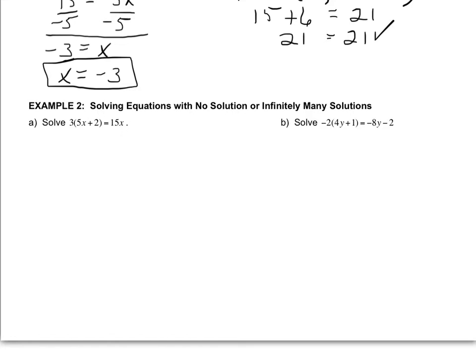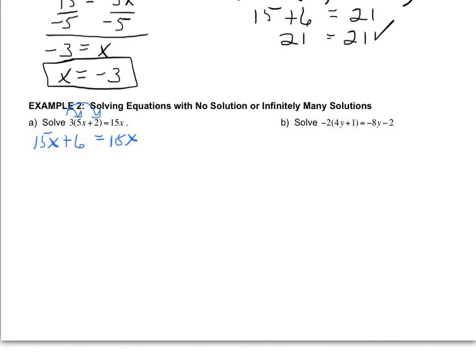Here are two more examples that I want to look at where I have variables on both sides. The first one is 3 times 5x plus 2 in parentheses equals 15x. The very first thing I want to do before I start moving variables around is take care of that distributive property. We know the distributive property is the outside number times the first inside number. We get 3 times 5x equals 15x. We get 3 times the 2, which is going to give me 6. So I've broken up the grouping with my distributive property.